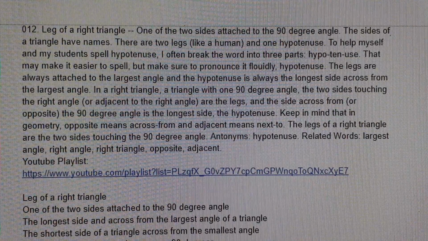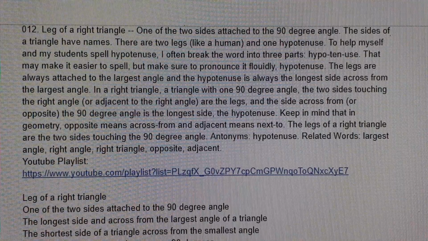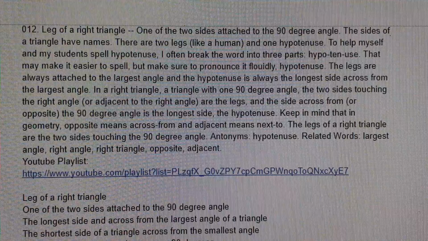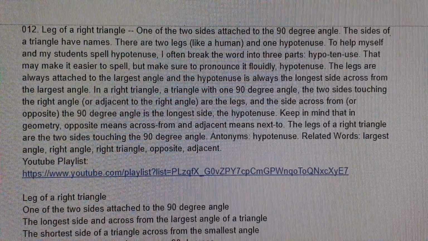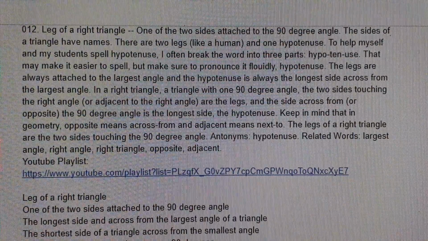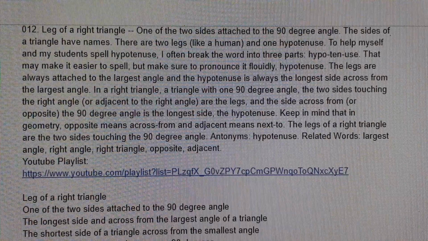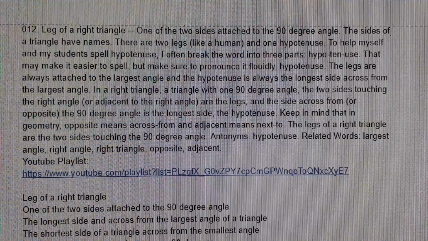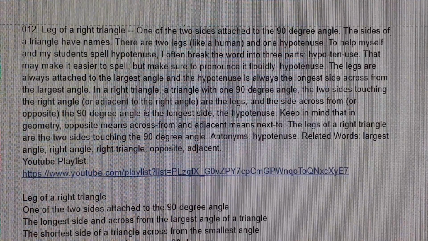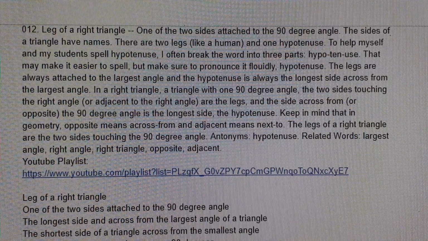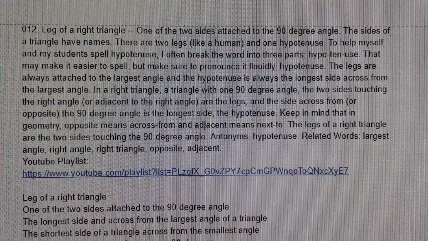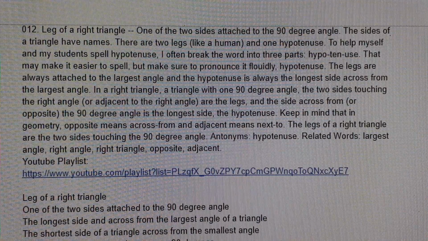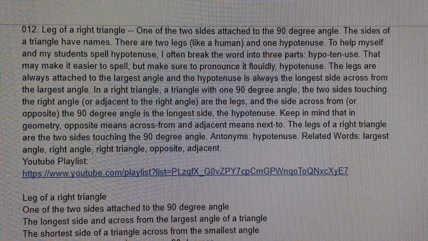The legs are always attached to the largest angle, and the hypotenuse is always the longest side across from the largest angle. In a right triangle, a triangle with one 90-degree angle, the two sides touching the right angle (or adjacent to the right angle) are the legs, and the side across from (or opposite) the 90-degree angle is the longest side, the hypotenuse.